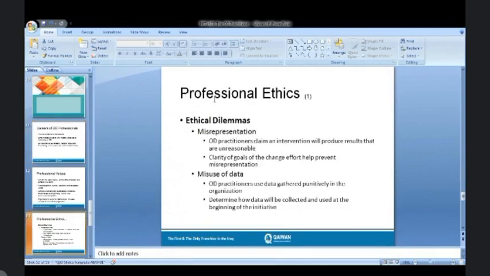What are the professional ethics that arise for OD practitioners? One is the ethical dilemma of misrepresentation. OD practitioners and the client organization will have their own ideas about a certain OD intervention. When their ideas clash, misrepresentation takes place. Another is misuse of the data collected by the OD practitioner in the diagnostic stage. That should not be misused.